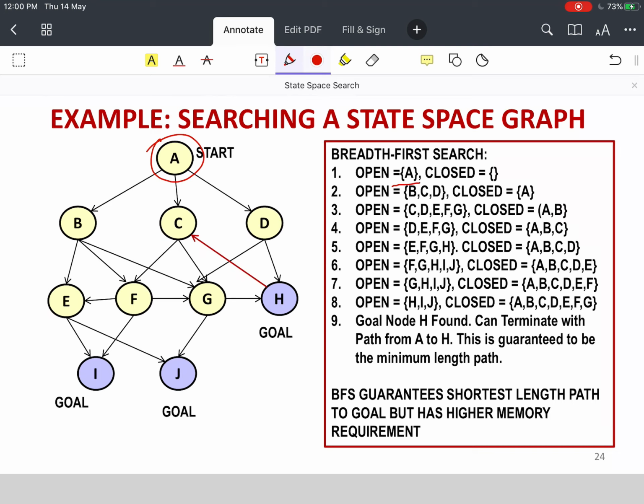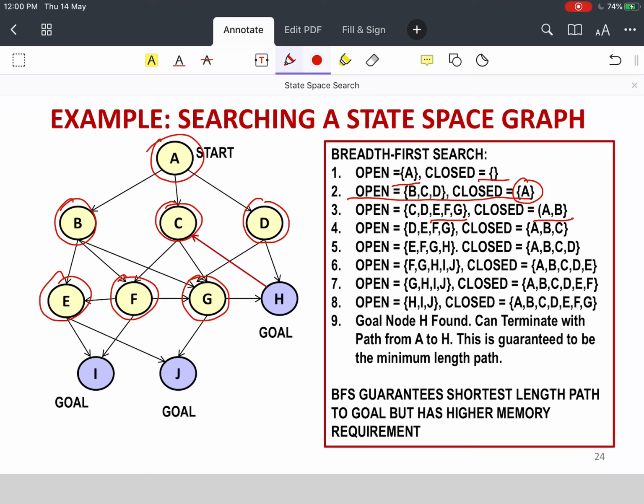We start with node A. So open consists of node A and closed is empty. Then from A, we put A in closed and generate children B, C, and D and put them in open. Up to here it is the same as depth first search. Then again, we remove B, put B in closed, and we generate children E, F, G. But in depth first search we were putting E, F, and G in front of the queue.